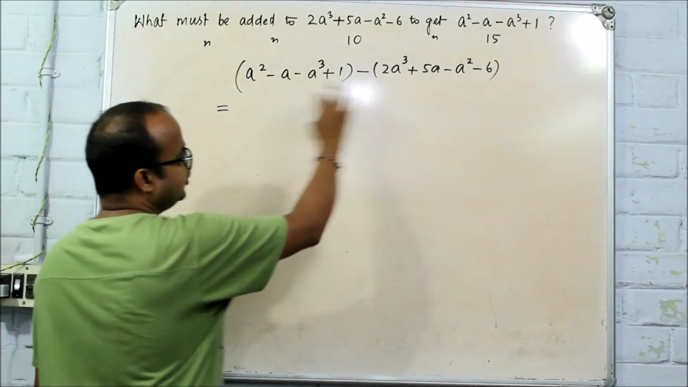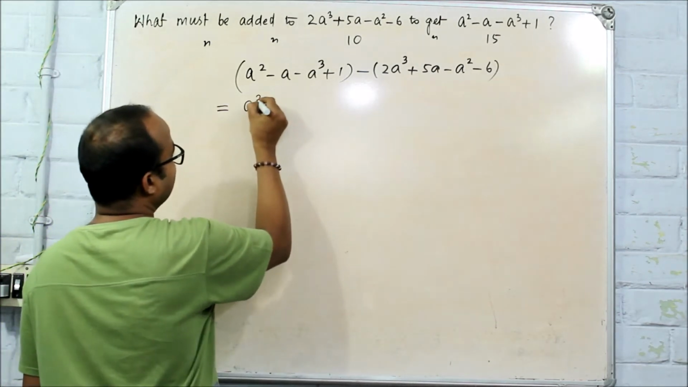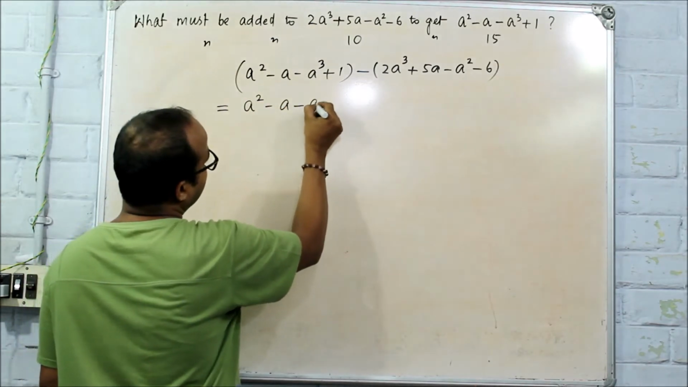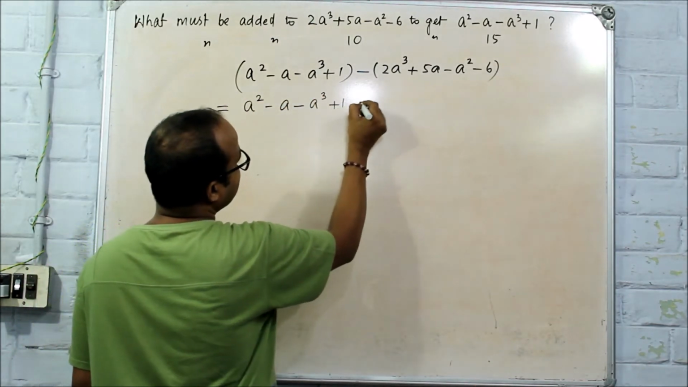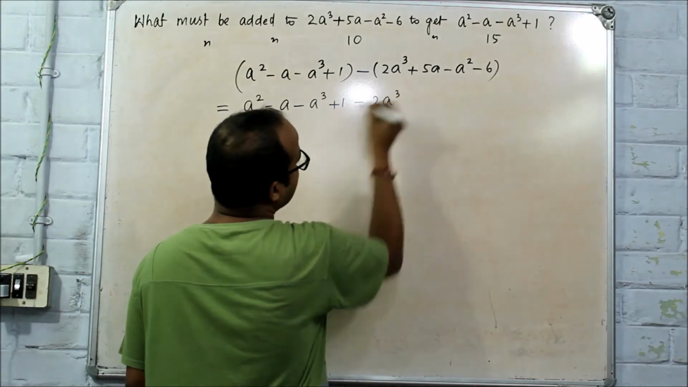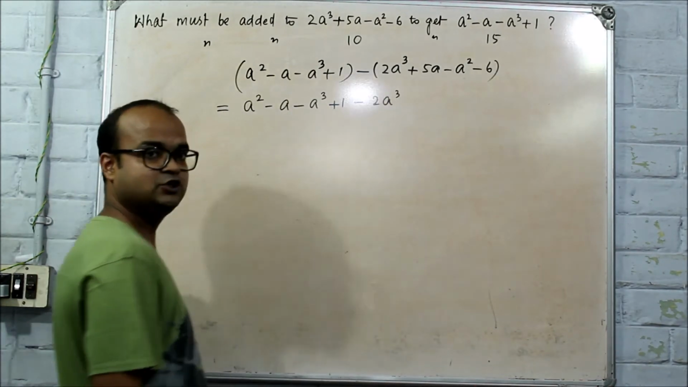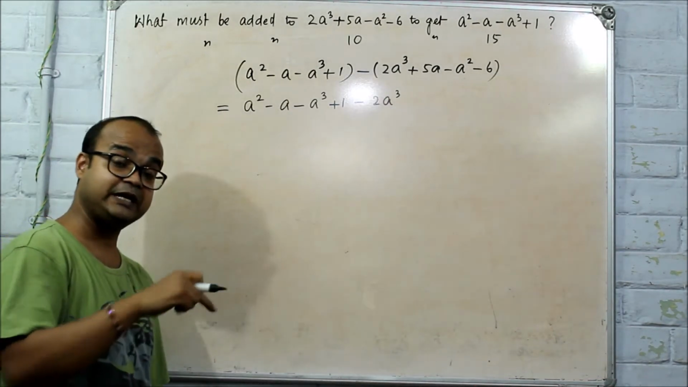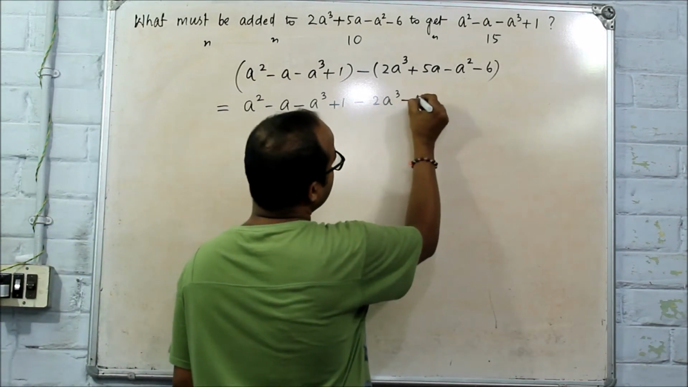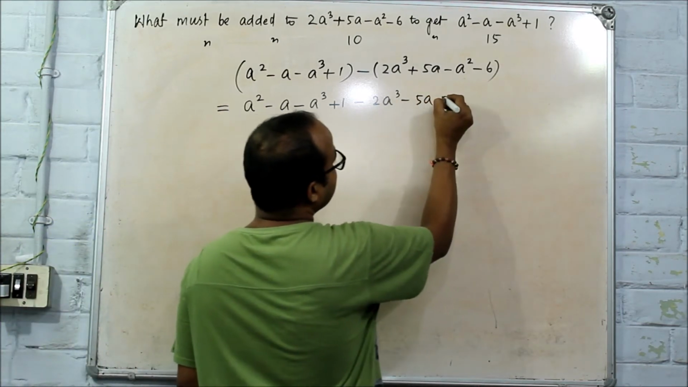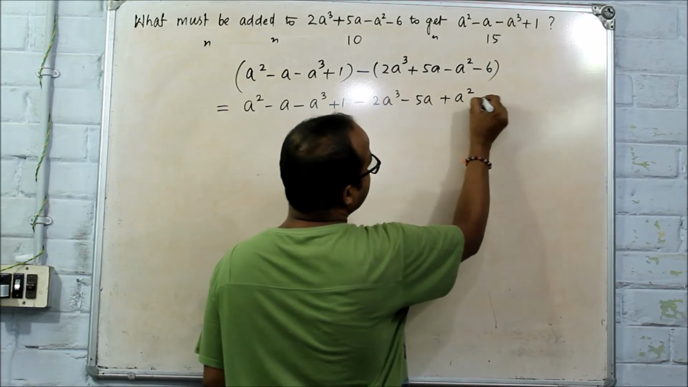So first we open up the bracket. A square minus a cube plus 1 minus 2a cube. The outside sign is minus, so all the terms within the bracket will change their sign. So minus 5a plus a square plus 6.